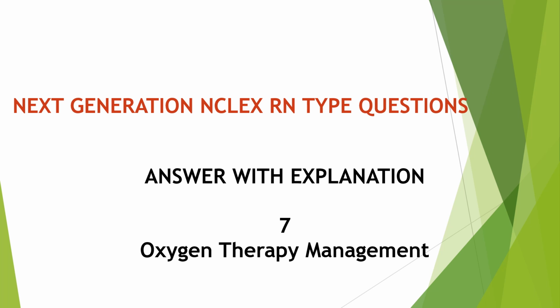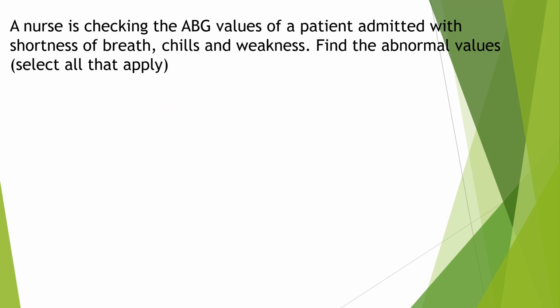Let's see two questions related to oxygen therapy management. A nurse is checking the arterial blood gas values of a patient admitted with shortness of breath, chills, and weakness. Find the abnormal values. Select all that apply. So here the nurse is checking the arterial blood gas values and the patient is admitted with shortness of breath, chills, and weakness. So of course there will be some changes in the ABG values.